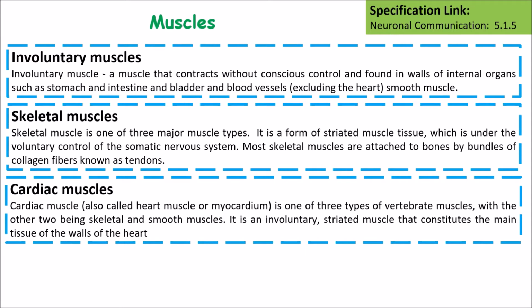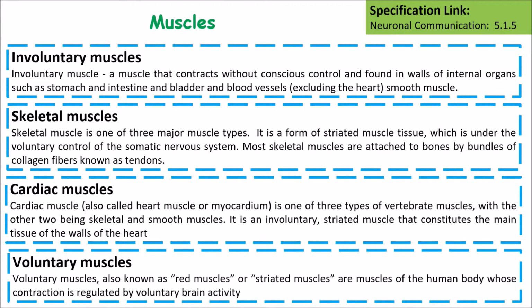Cardiac muscle is one of three types of muscles in terms of vertebrate muscles, with the others being skeletal or smooth. It causes the involuntary beating of the heart. And voluntary muscles, also known as red muscles or striated muscles, are muscles of the human body whose contraction is regulated by voluntary brain activity.